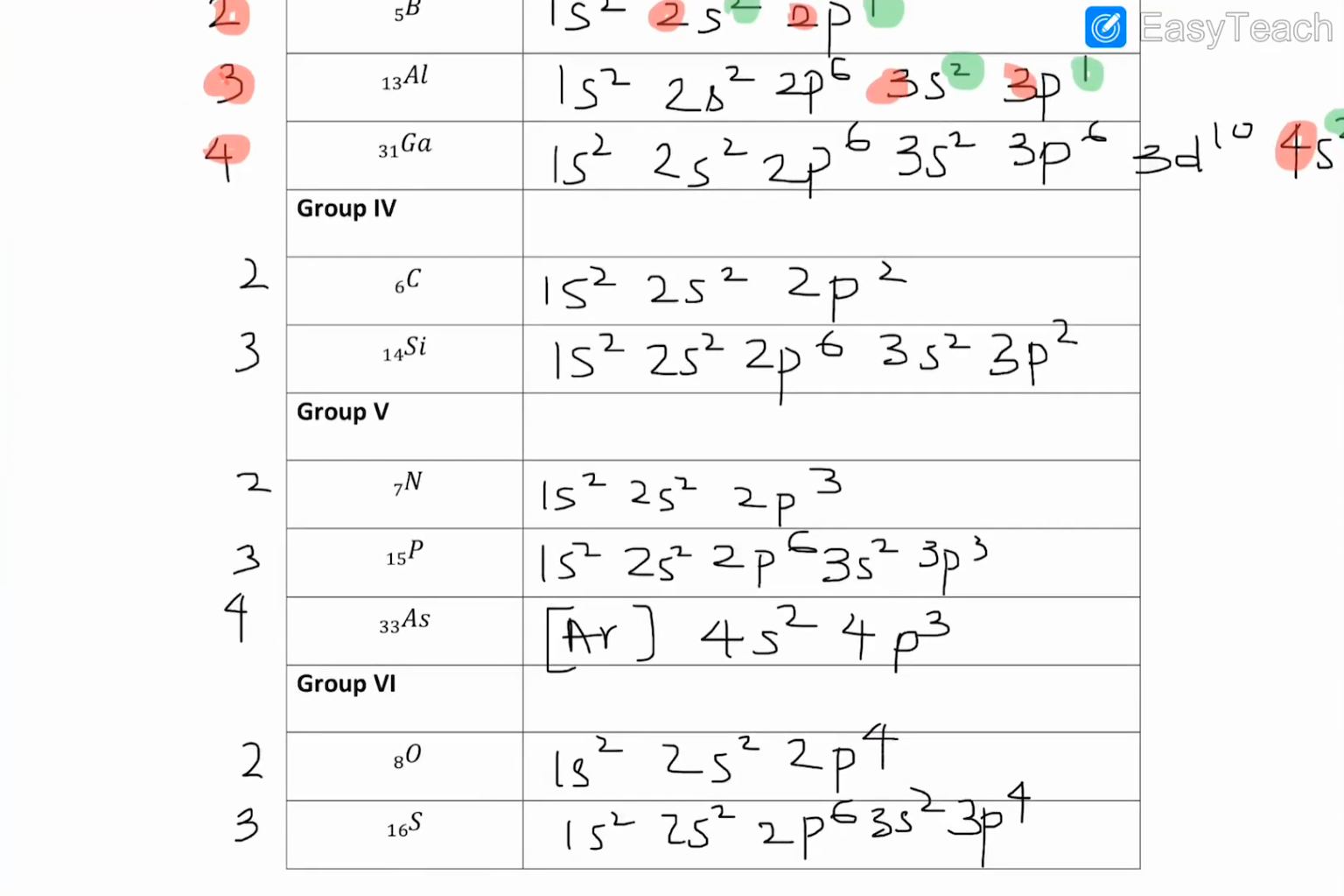Let's see group 4 again. Second period, so we're filling in the second energy level. Third period, third energy level. This is in group 4, so it should end up with S2P2. So there are 4 electrons. You see, 2 plus 2, that's 4 electrons. So here S2P2.